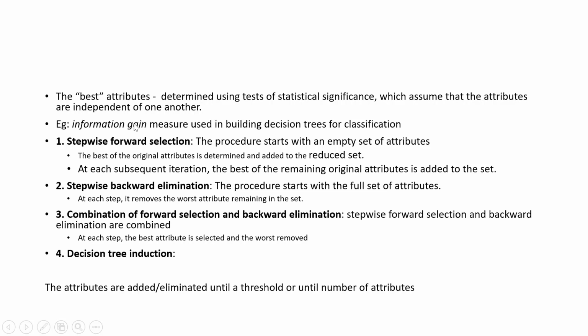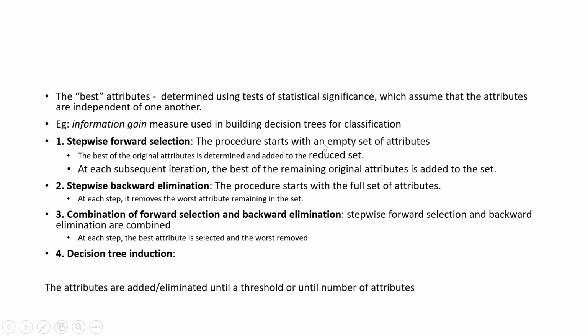We'll talk about information gain in detail when we are talking about decision trees for classification. But right now, just understand that information gain is a measure which can be used for ranking attributes. Once the rank is decided, then you can go for stepwise forward selection or backward elimination or a combination of both.